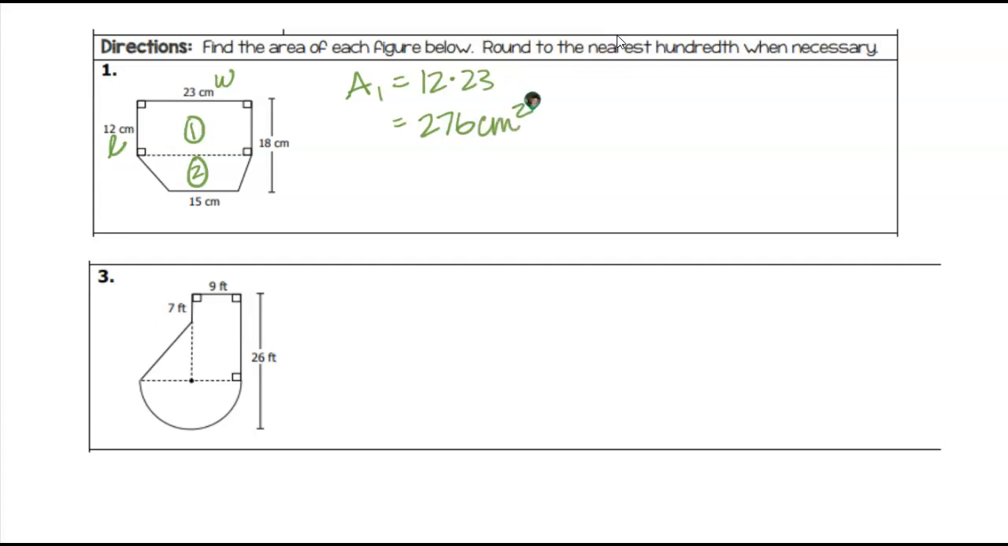All right, I have my second area, my trapezoid. So my trapezoid formula is 1/2 base 1 plus base 2 times the height. And I actually need to do a little bit of work to find my height. I see that this whole thing is 18 and this part is 12, so if I subtract those, I will get my remaining height here, which is 6. So I'm going to take 1/2. I have my base 1 and my base 2 is 23 here.